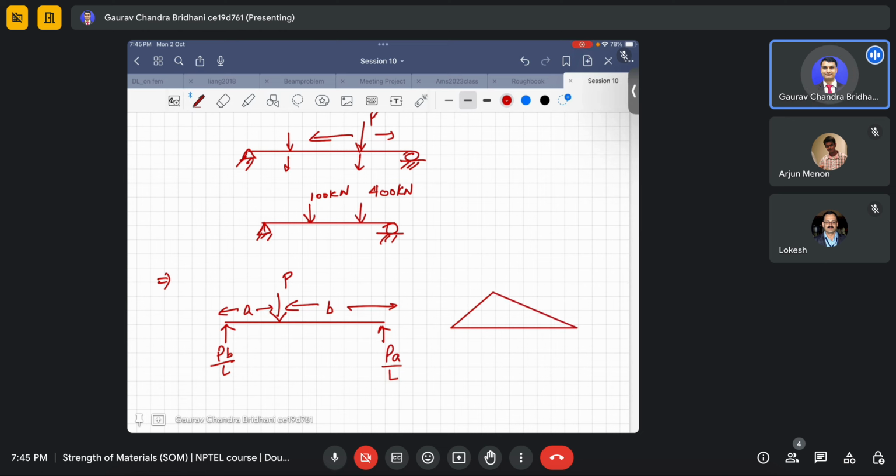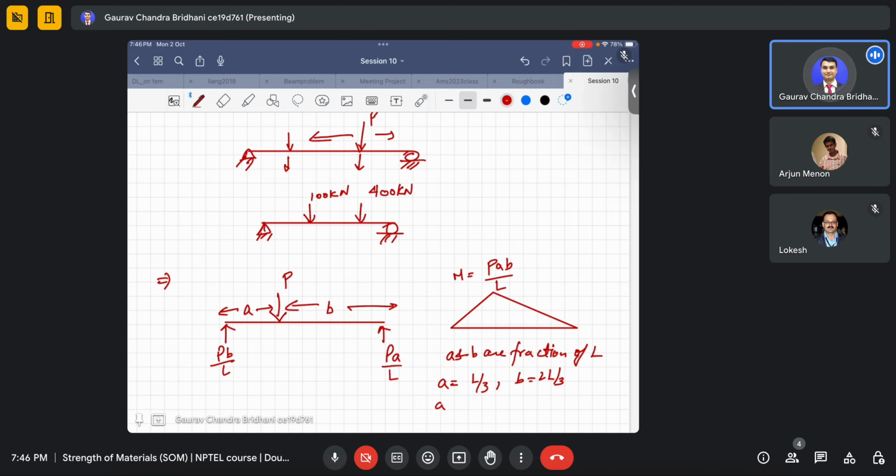Okay, so the maximum bending moment value M is Pab by L. Now your A and B are variables, and actually A and B are fractions of L. Now their maximum value occurs when you are at the center. Now let's have an example. I say that A is L by 3, B will obviously be 2L by 3.